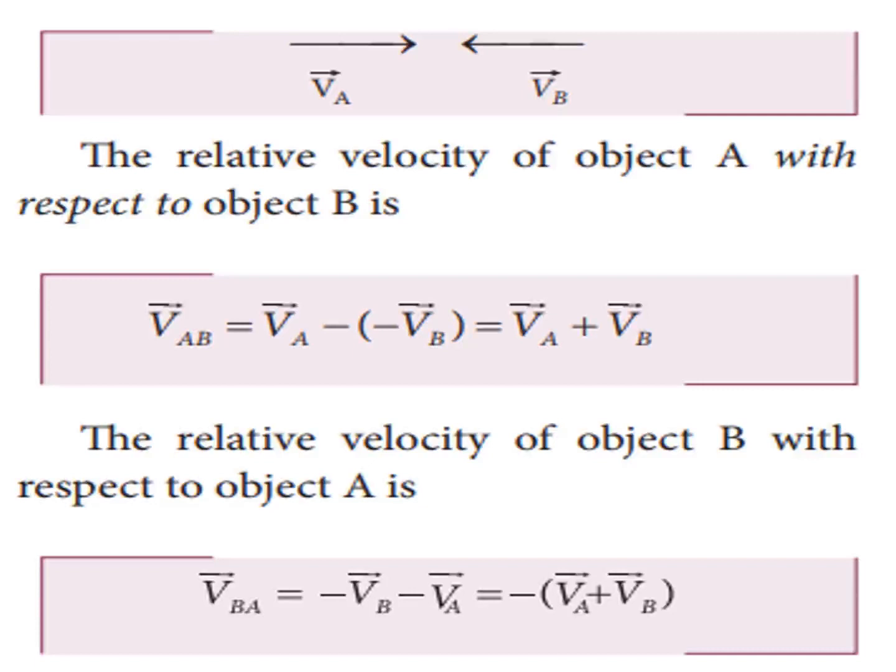So to a passenger in car A, car B will appear to be moving east with a velocity of 5 km per hour, but to a passenger in car B, car A appears to move westward. So the direction is changed.